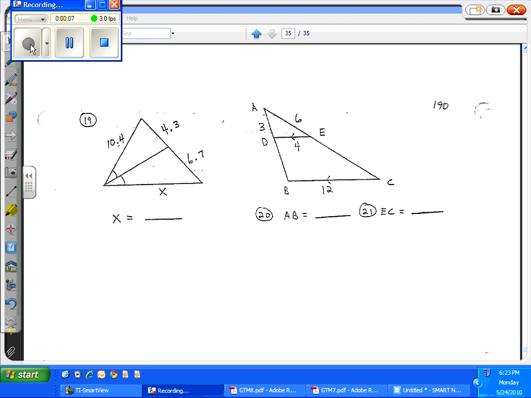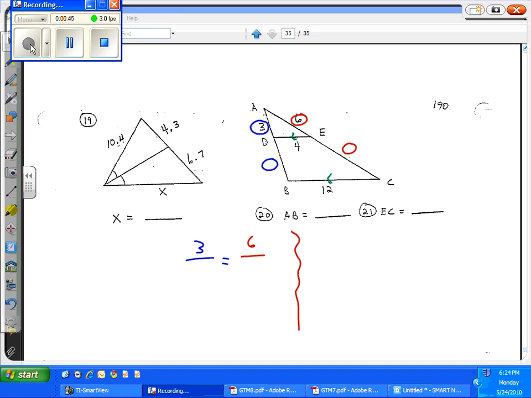Number 20, we have a line parallel to a side of a triangle, signified by the arrows in the middle of the line. So that brings us to the theorem that says if a line is parallel to a side of a triangle, then it divides the other two sides proportionally. So top piece over bottom piece of this side is equal to top piece over bottom piece of this side. And so top piece 3 over bottom piece we don't know is equal to top piece 6 over bottom piece we don't know. So we're kind of left hanging on that because we didn't know either bottom piece.